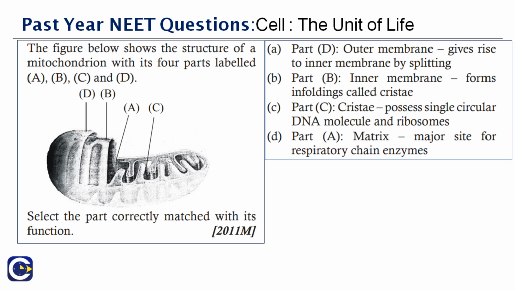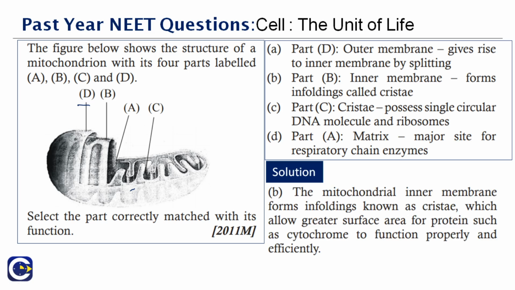Now look at part D. They have said it's the outer membrane which gives rise to the inner membrane. And B, they have said it's the inner membrane which forms the cristae. A, they have said it's the matrix, and C, they have said it's the cristae. So the correct answer is option B. Inner membrane which forms the infoldings called cristae. So this part is correctly matched for its function.